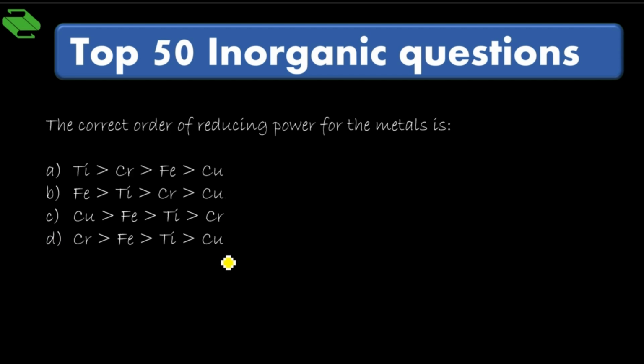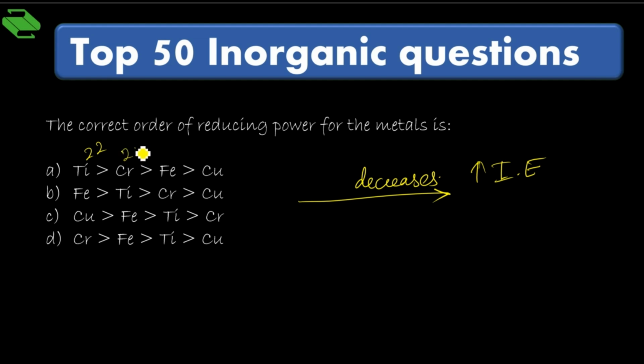Correct order of reducing power of the metals. Okay. So reducing power generally decreases across the period. And why is it so? Because of increase in ionization energy, right? So considering that, titanium, chromium, iron, copper, which will have more reducing power? So titanium 22, chromium 24, iron 26, copper 29. So which will have more reducing power? The order is option A.